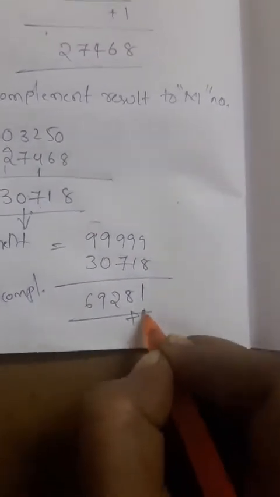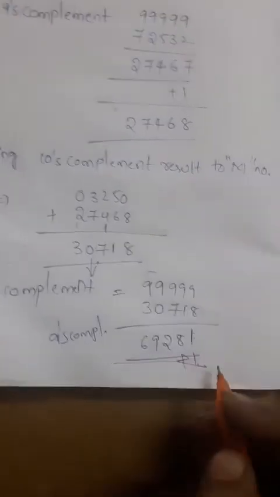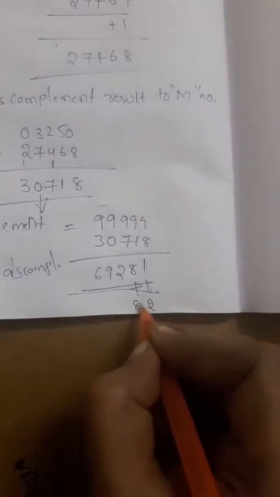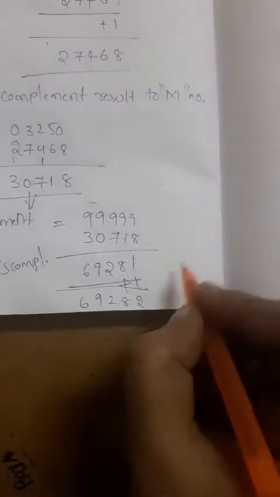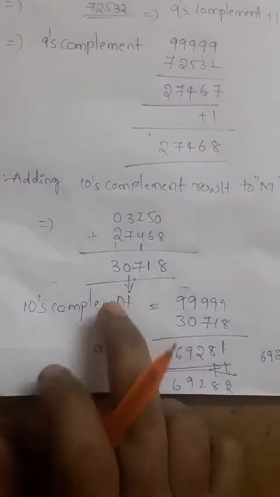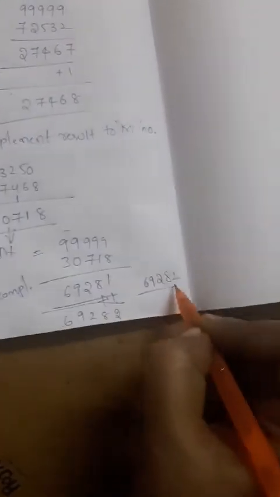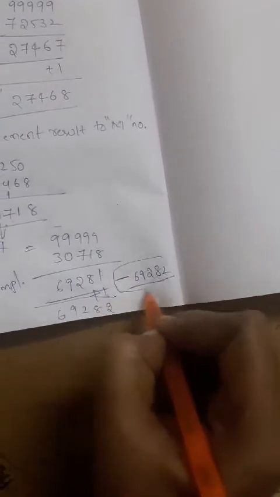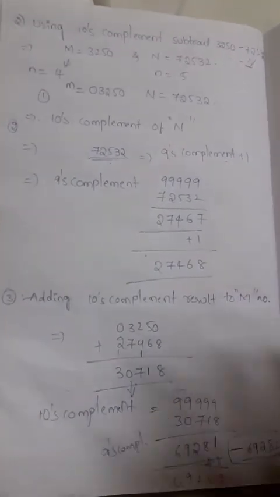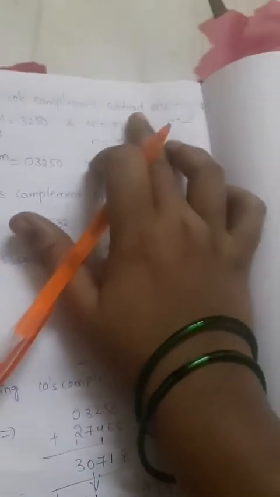Okay, after that we need the tens complement now, so for this result we add 1. In the LSB position, 1 plus 1 is 2, so we get 69282. Whatever result we get after doing the tens complement again, that result will be indicated as negative. Okay, so this is the procedure for subtracting a larger number from a smaller number using the tens complement.